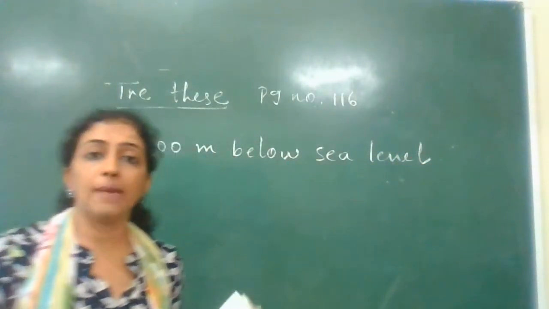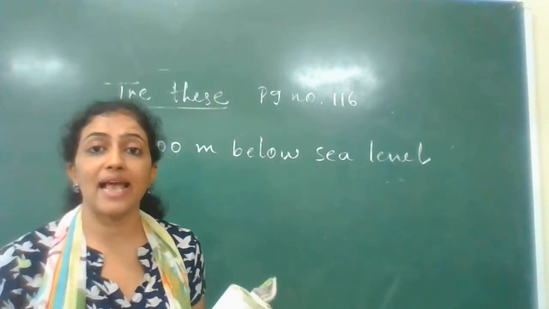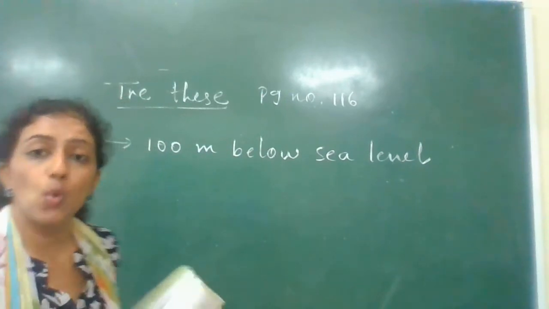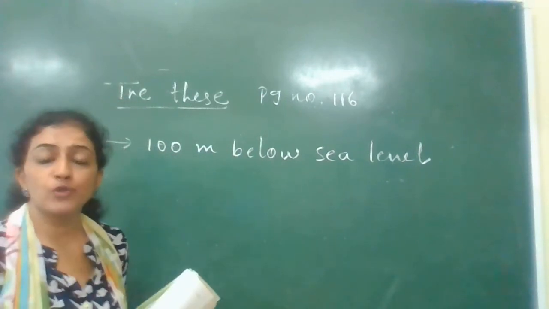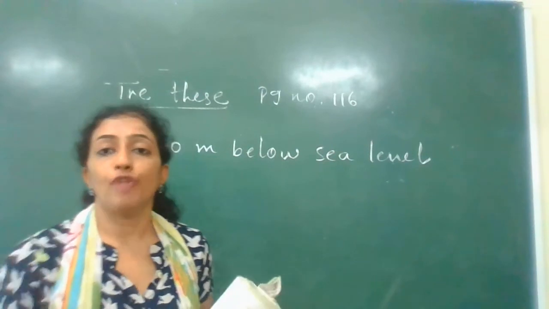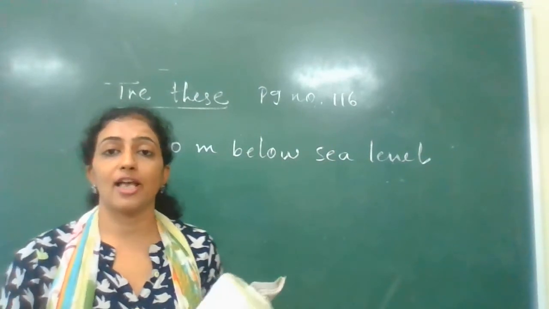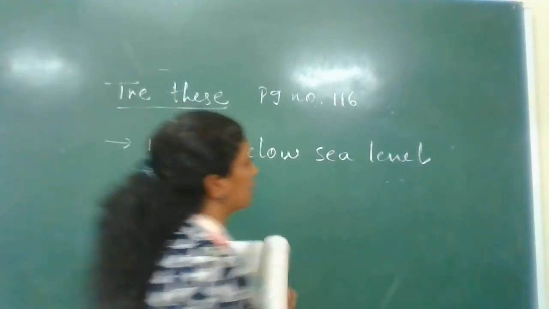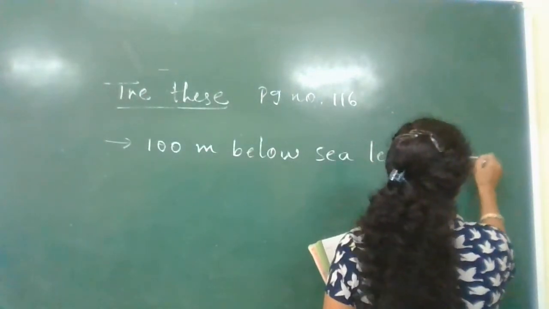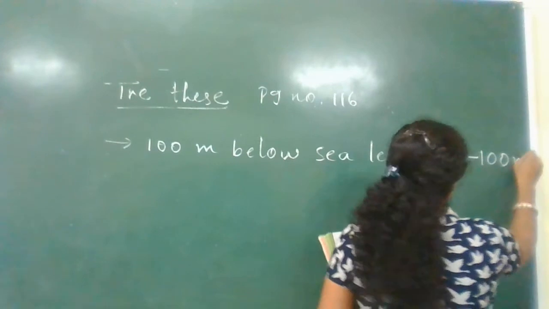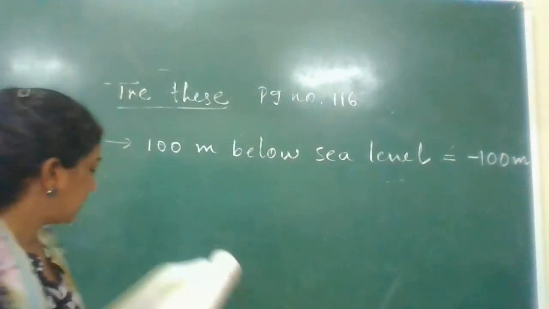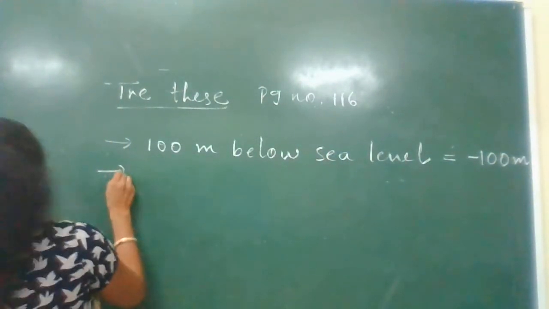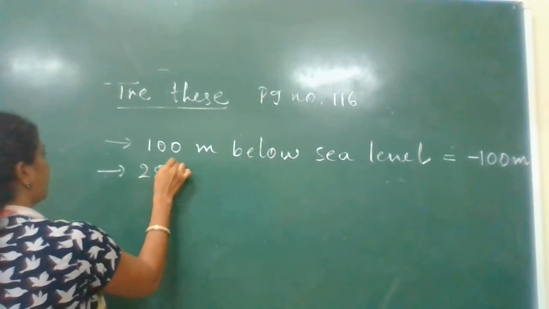Now, when you are talking about below sea level, as I have said, if something is going down, you have to present it in the form of negative integers, otherwise it will be presented as positive integers. So here we will show it as minus 100 meter. Okay, so the next one, B, is 25 degree Celsius below 0 degree Celsius temperature.